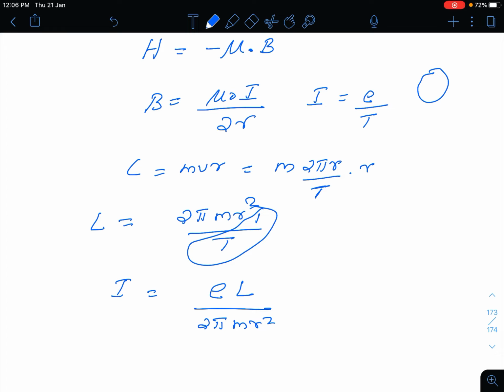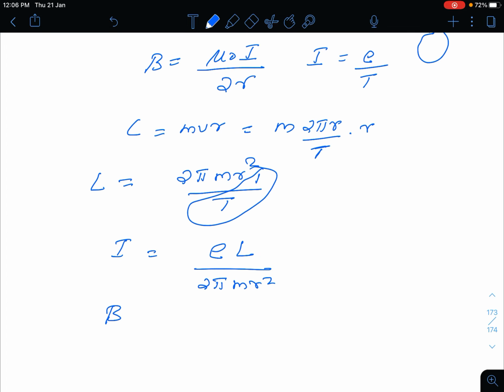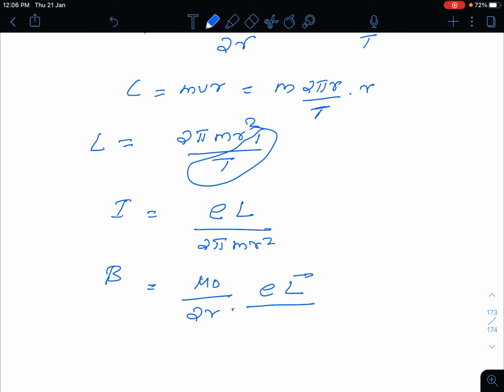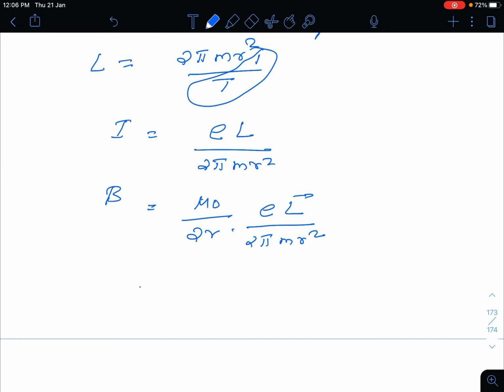If we put this here, B is equal to mu 0 by 2r into EL divided by, that is a vector, 2 pi mr square. So that is EL by mu 0 4 pi m r cube.